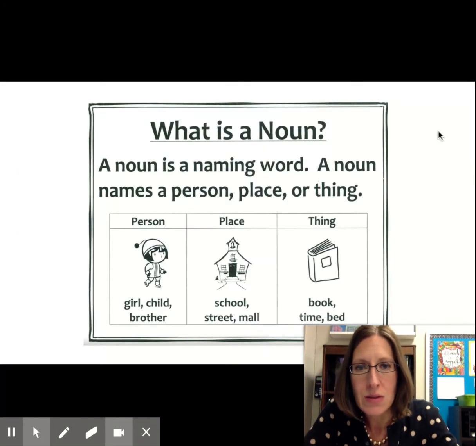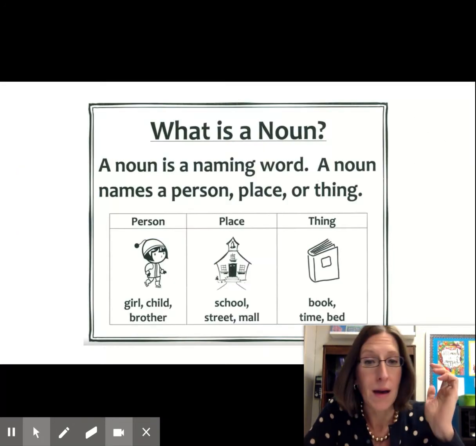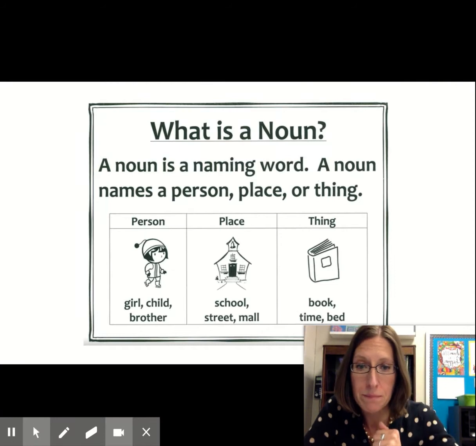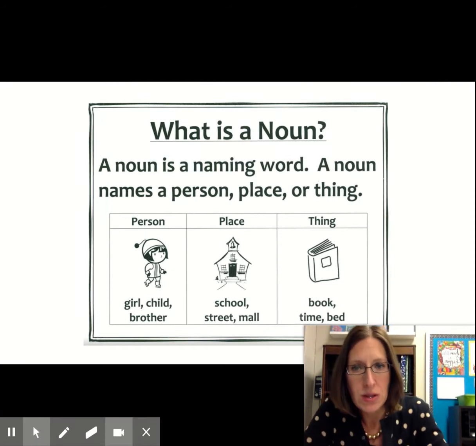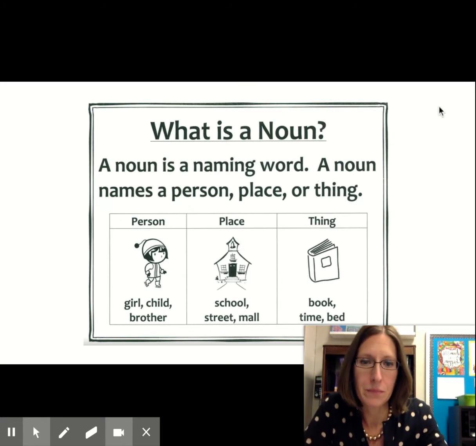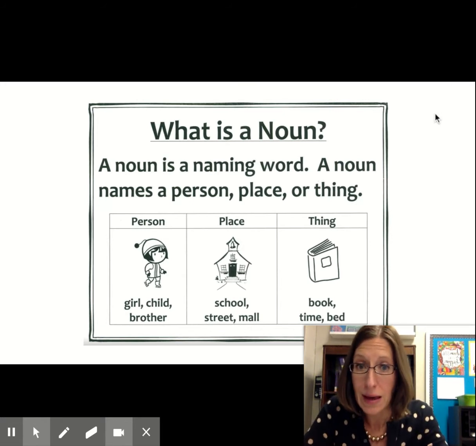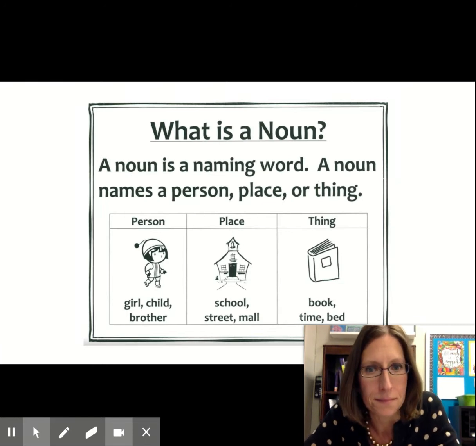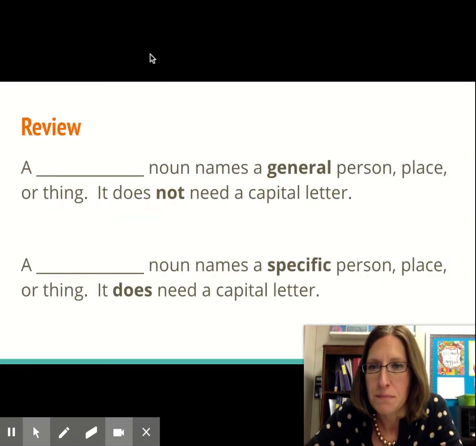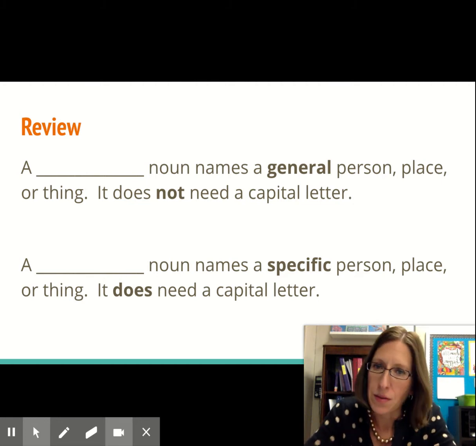There is our little poster that we have in the back of our writing packet that reminds us that a noun is a person, a place, or a thing. So if you wanted to look in the back of your writing packet, you could. This would also make a nice coloring sheet, wouldn't it? So we know that a noun is a person, place, or thing.